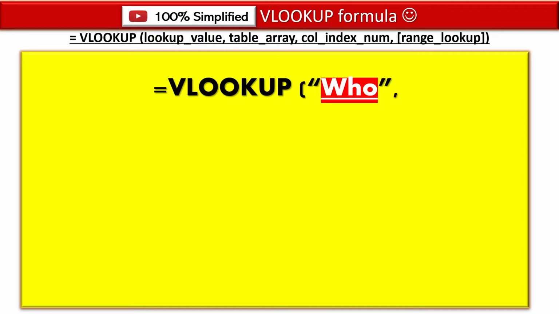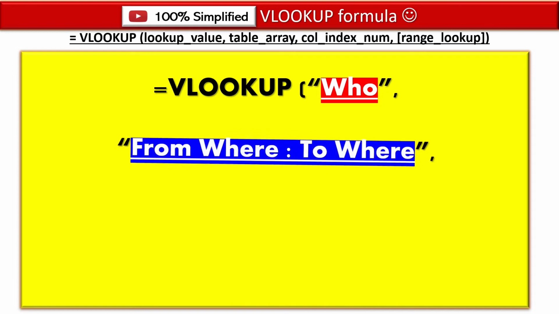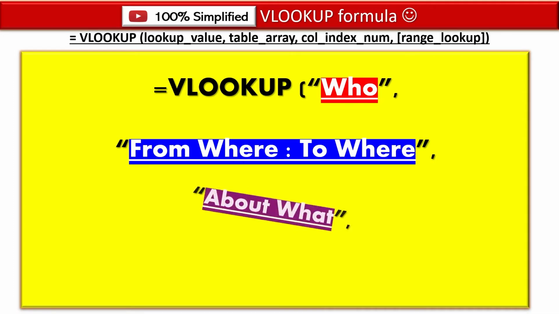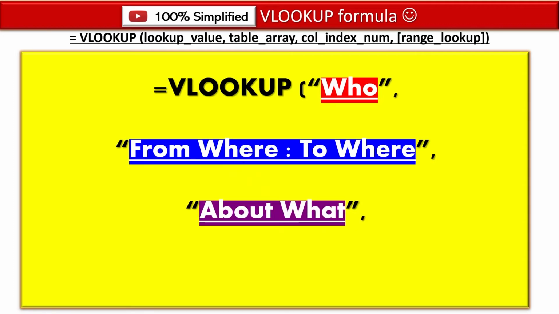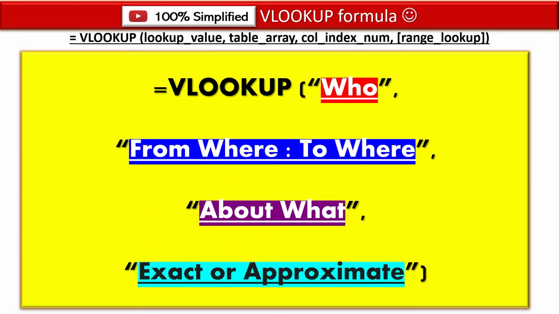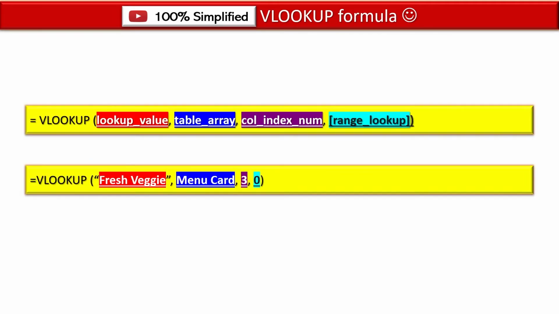In this case, we were looking up fresh veggie pizza. That is who for us. From where to where, here we were looking up in the menu card. About what, we were looking about the medium size of the fresh veggie pizza. And we wanted the exact match. And finally, we got the answer using that real life example. Finally, if we would have applied this function in our Excel, this is how it would have looked.